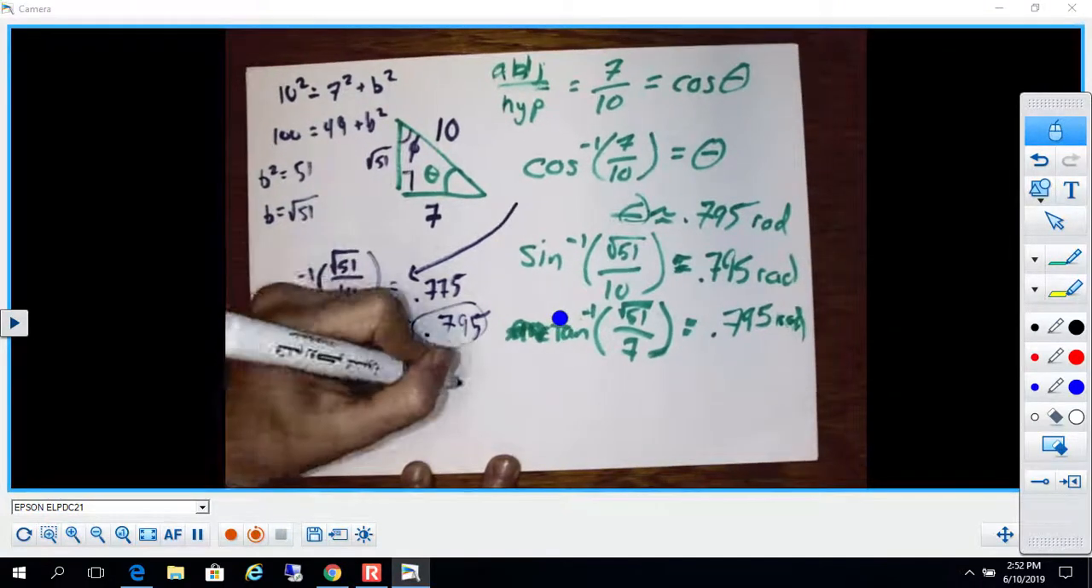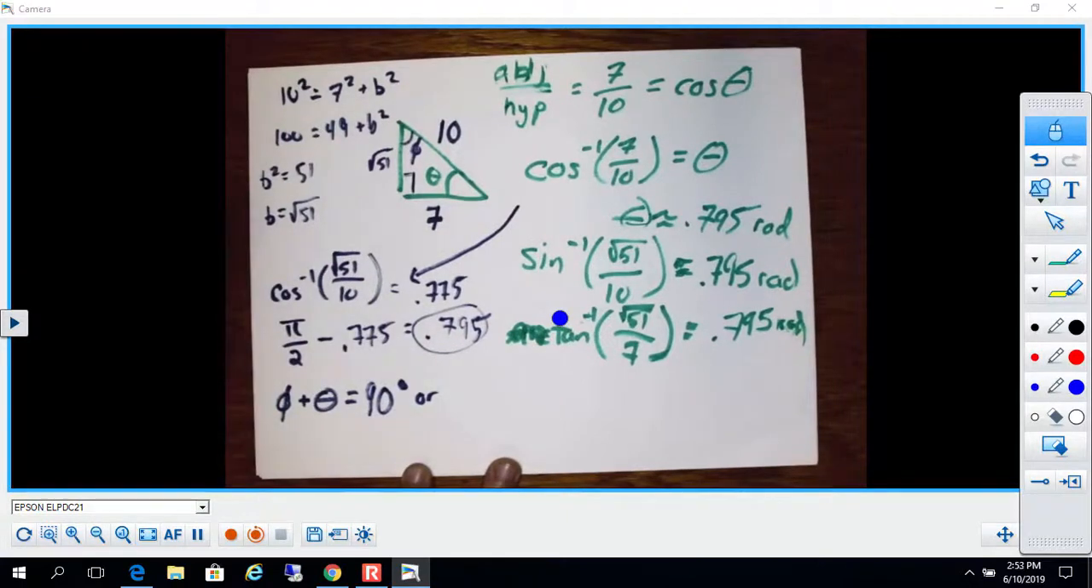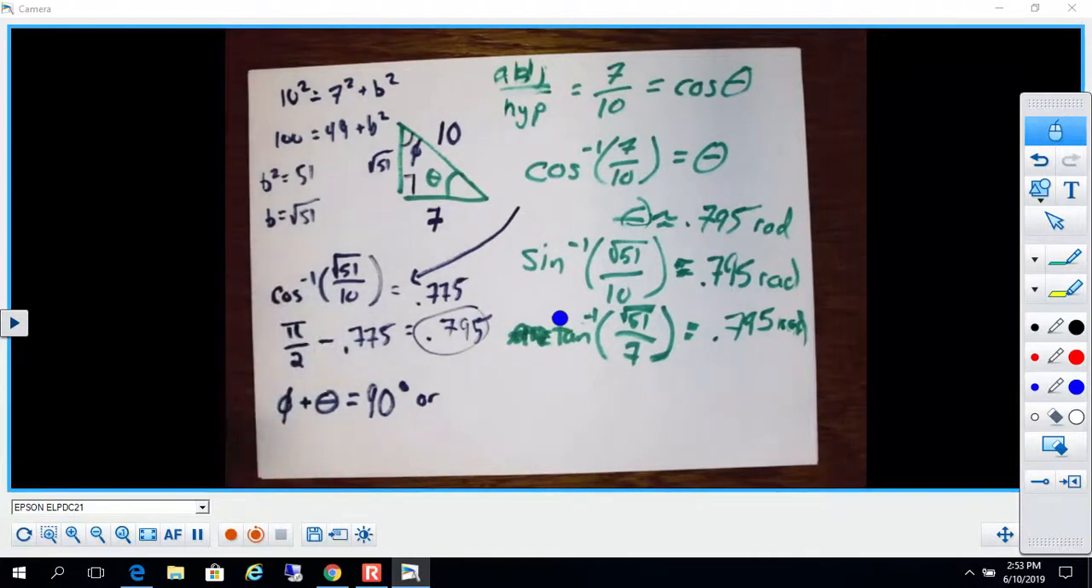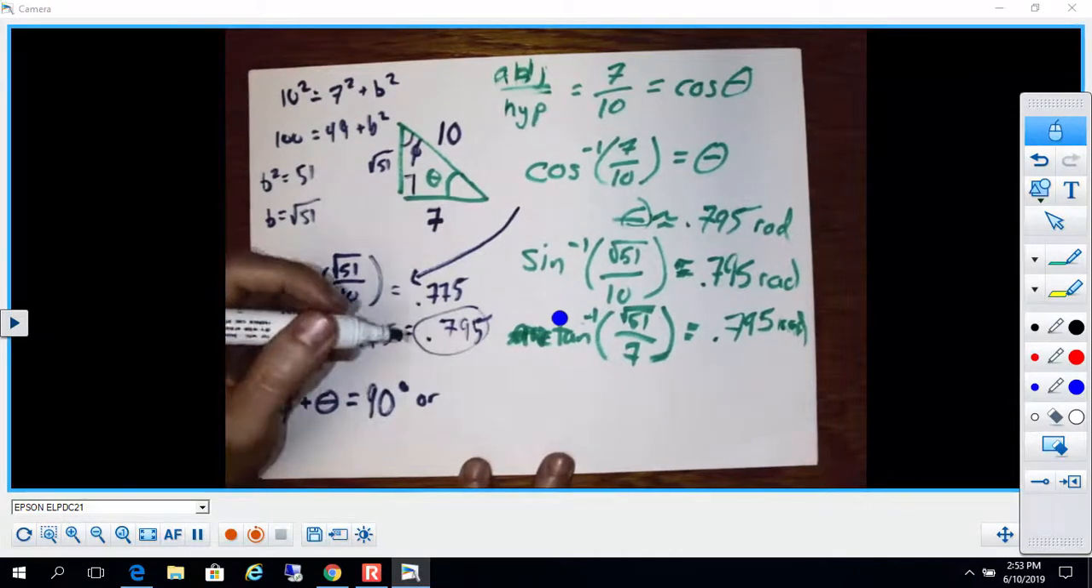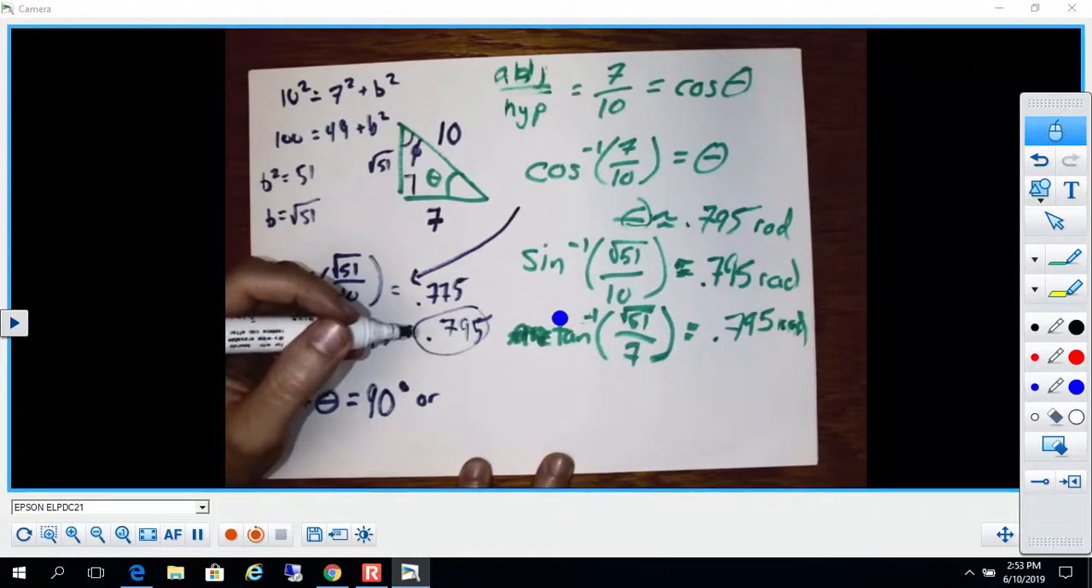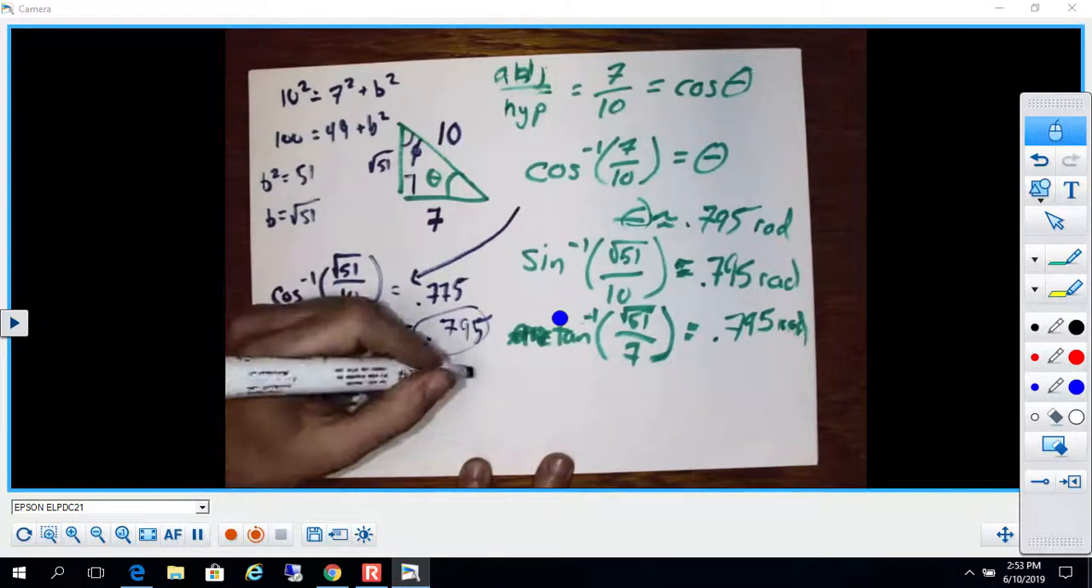Or, if I wrote it in radians, 2 pi radians is 360, so pi radians is 180. So 90 would be half of that. Yeah.